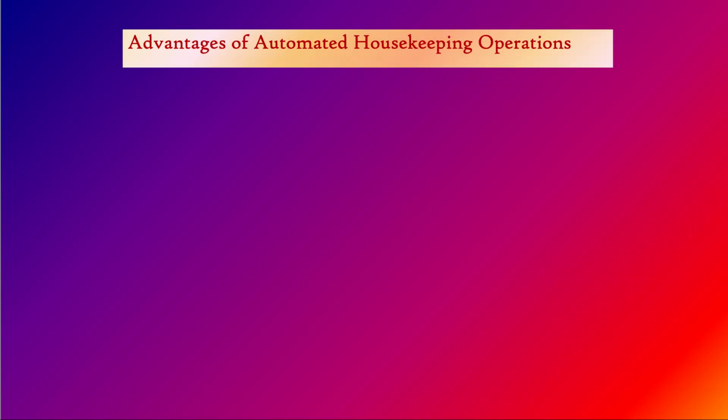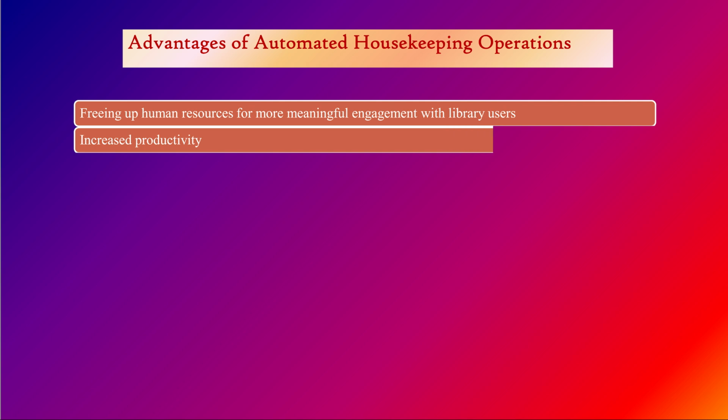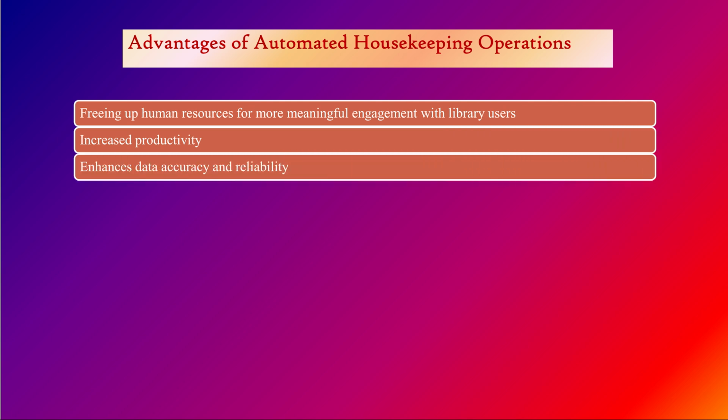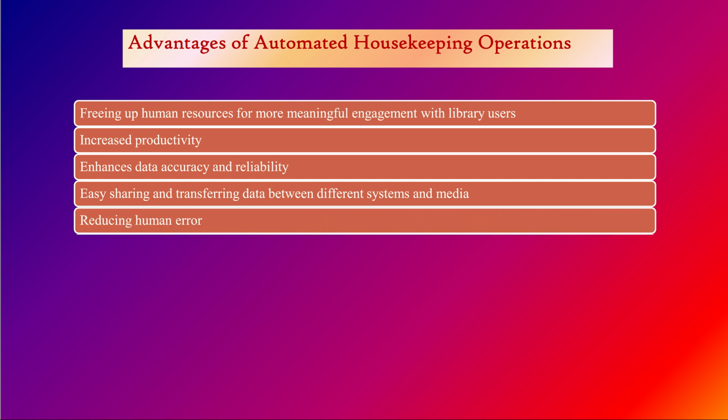So the advantage of automatic housekeeping operations is freeing up human resources for more meaningful engagement with library users. That is the most important one. Increased productivity. Enhanced data accuracy and reliability. Easy sharing and transferring of data between different systems and media. Reducing human error, because once we have to write or duplicate the work, there is more and more human error.